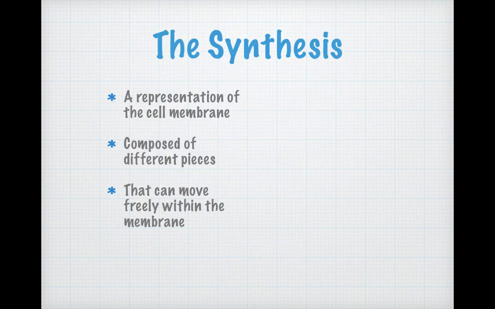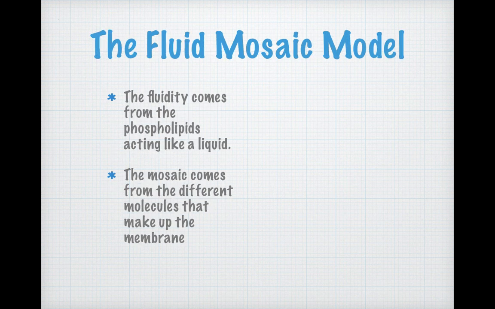So we call it a fluid mosaic model, which is a representation of the cell membrane composed of different pieces, and those pieces can move freely within the membrane. The fluidity comes from the fact that those phospholipids behave like they are a liquid, not like a layer of cement. And the mosaic is because it's made up of different molecules in the membrane.